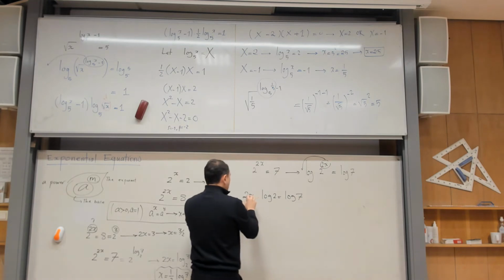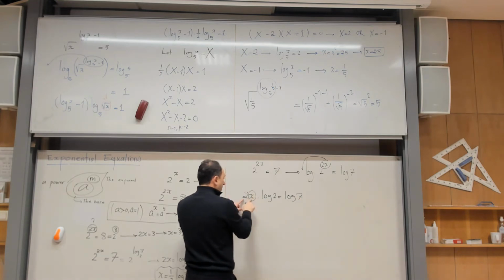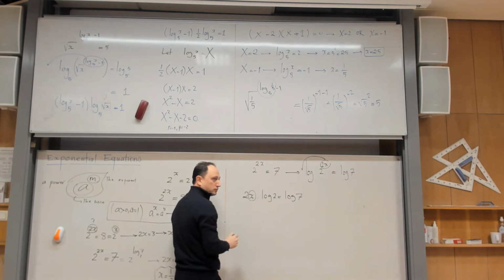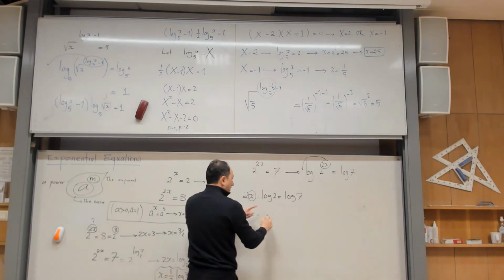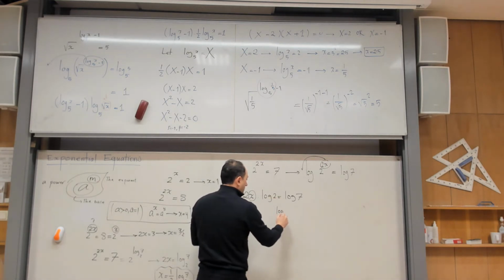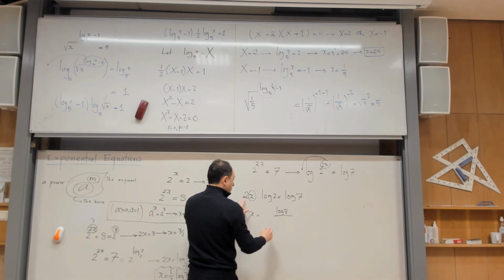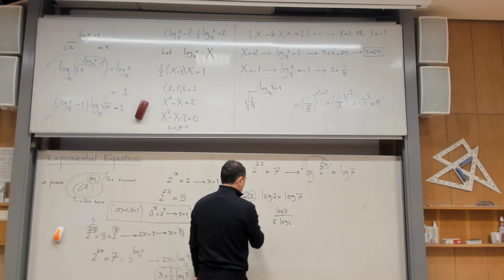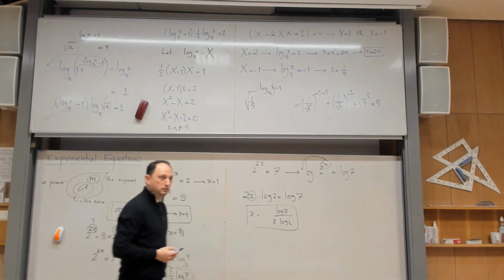But your goal is to find x, so you have to make x alone. There are 2 factors involved, and one of them is this one. You have to divide by both of them to make x alone. So x becomes log of 7, that you had on the right, divided by log of 2. That is also quite acceptable if you write.